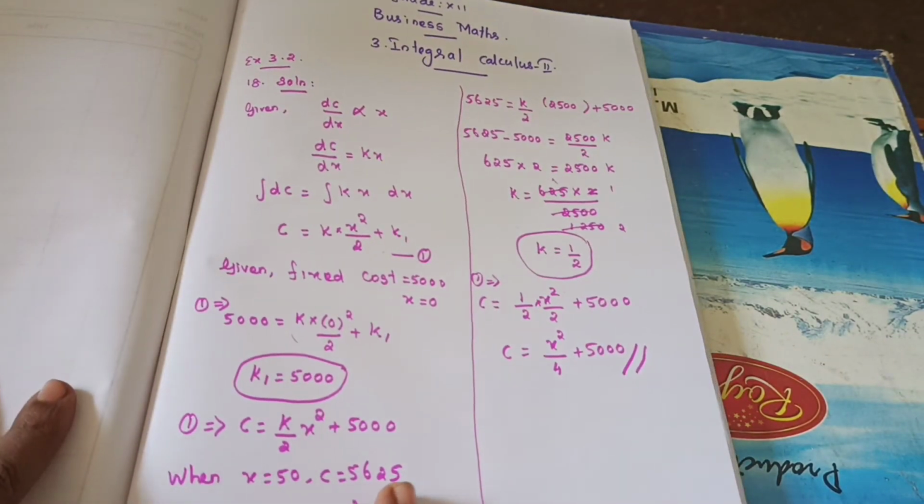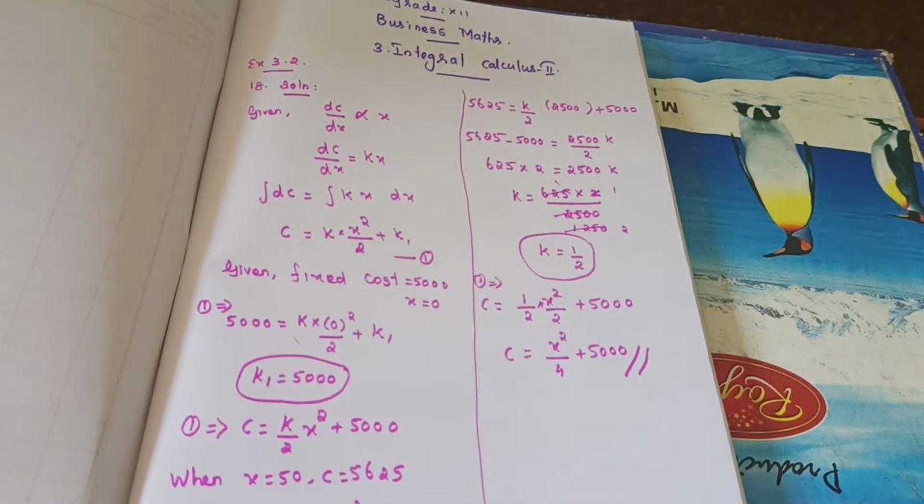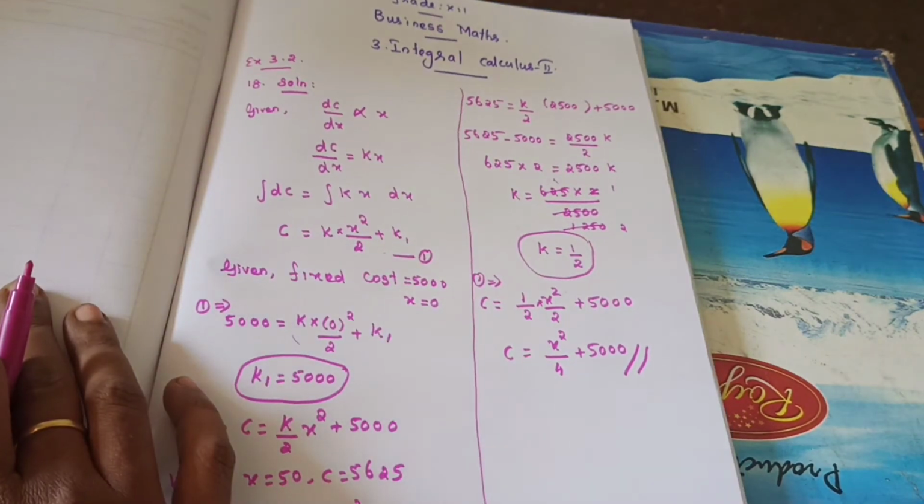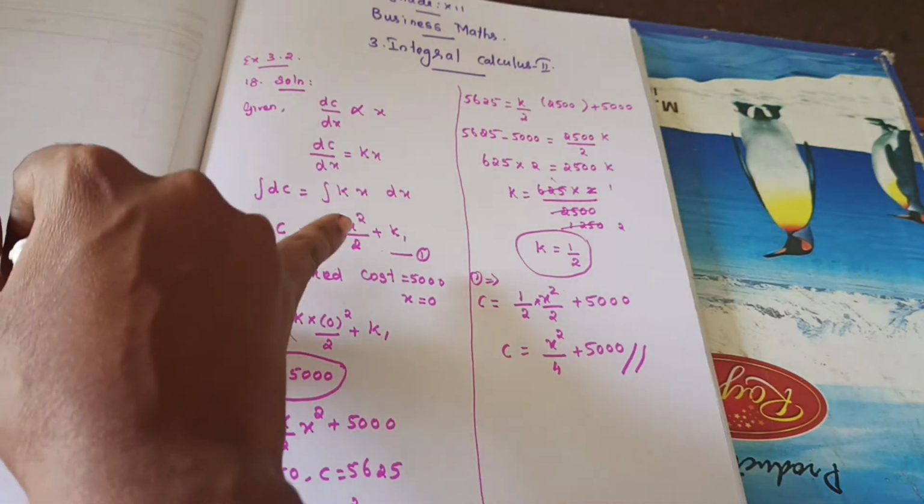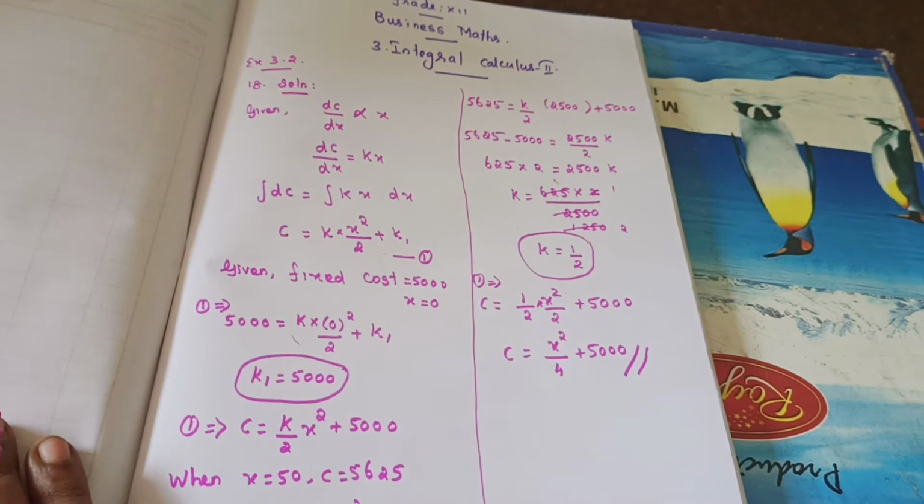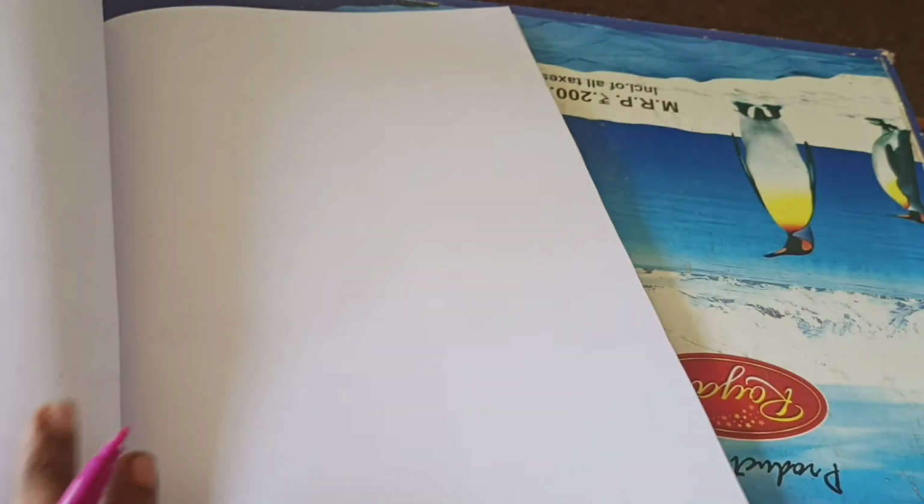Understand, students? Okay, very easy. Many problems we have completed, so just go through it. It's a very easy question. Understand? It's a given condition: marginal cost is proportional to x, so you apply the constant there. Here k is already a constant, so I took the other constant as k1. Find out k and k1 and substitute in the given equation. You will get the answer. Understand? Okay, let's move to the next problem. Next question.